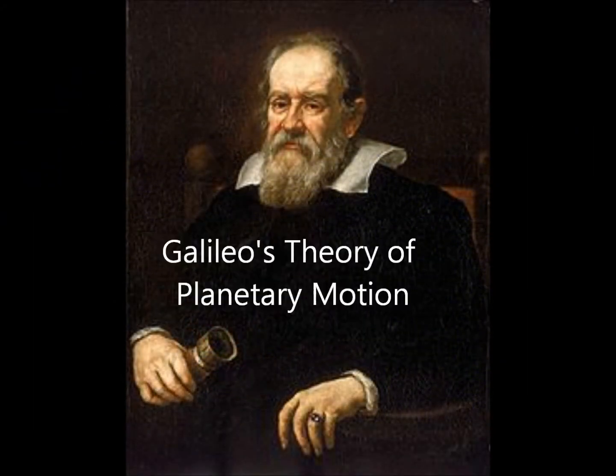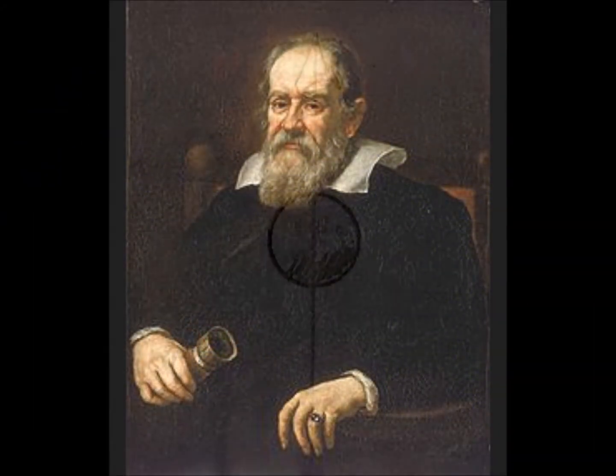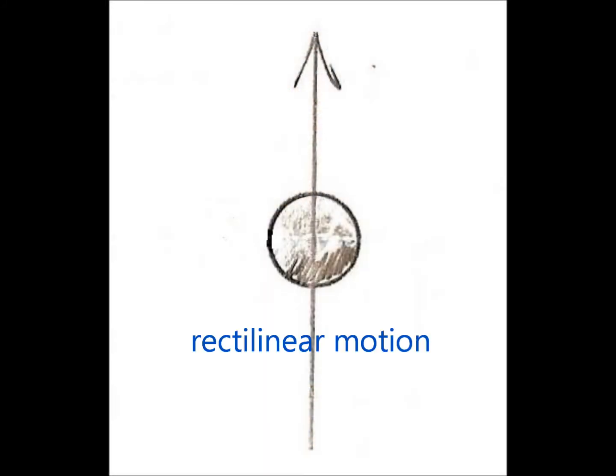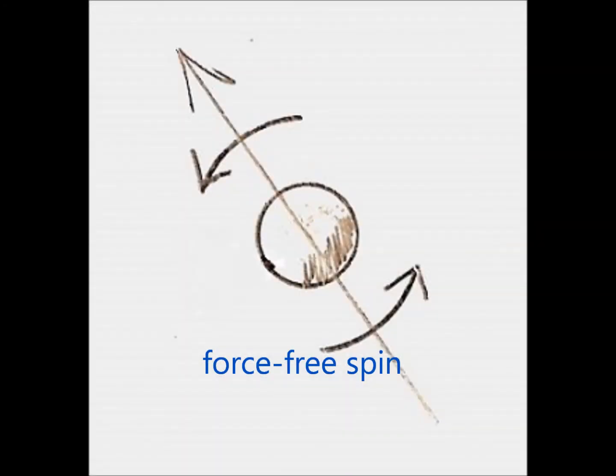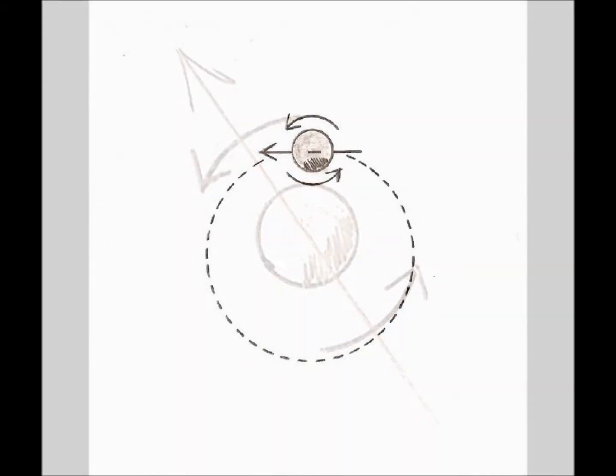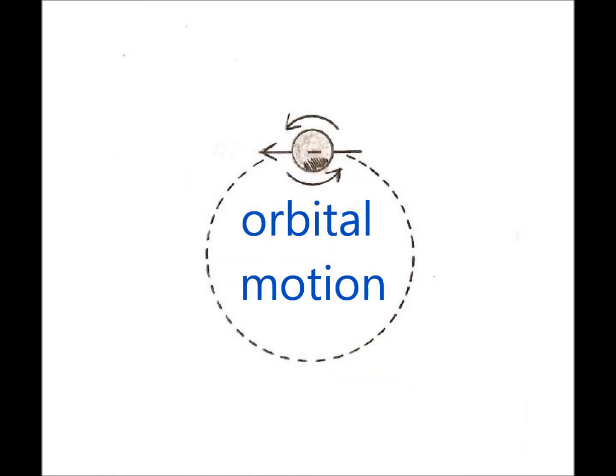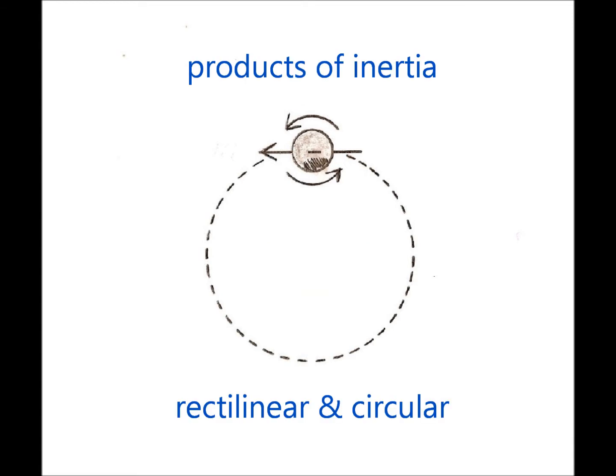In Galileo's model of the universe, all matter is bound with a circular type of inertia. All things, big and small, move about with an underlying rectilinear motion, but a body's momentum is carried and turned with a force-free spin from the body itself. Accordingly, the axial rotations of celestial bodies and their orbits are the products of inertia, both rectilinear and circular.